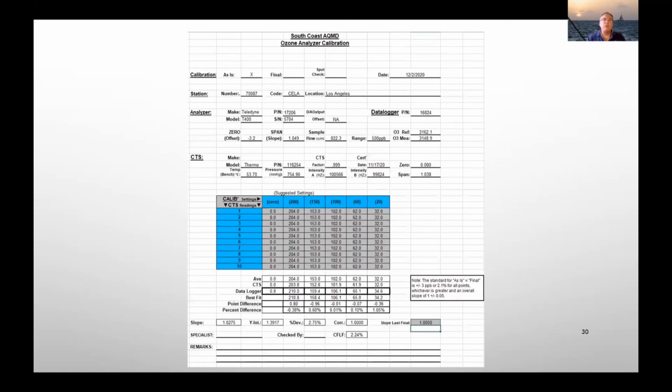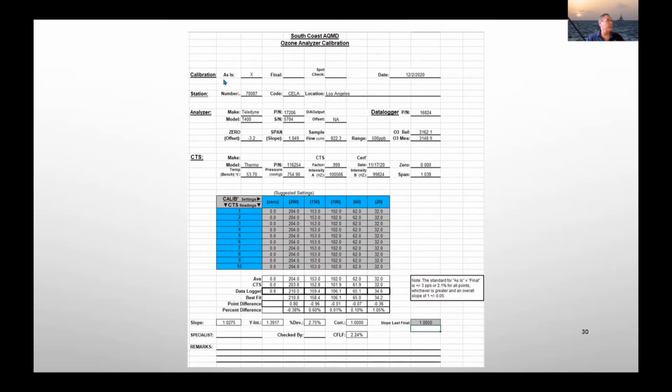This is our ozone calibration spreadsheet that we used at South Coast. EPA has published a recommended spreadsheet for doing calibrations. We opted to continue to do our own and just incorporate all of the requirements as we understood them into our calibration spreadsheet. So I'm going to go through some of the aspects of this spreadsheet. There's a lot of information here.